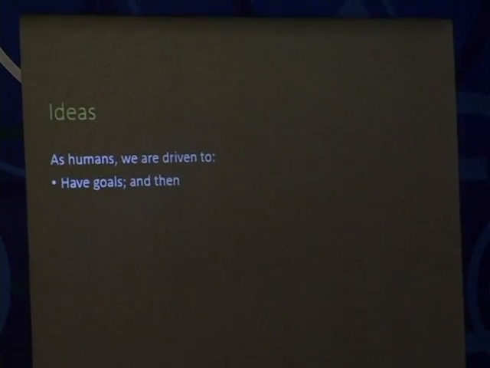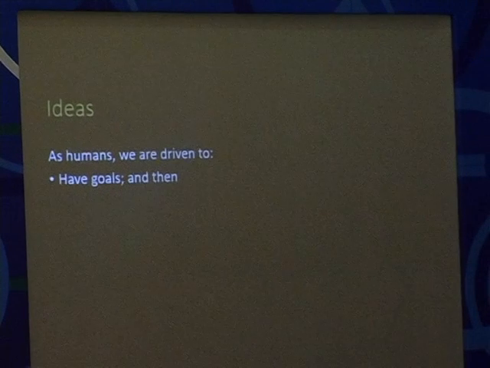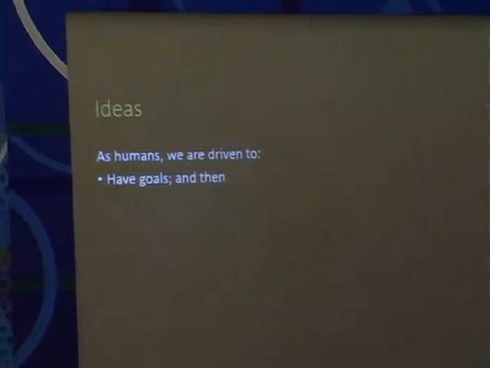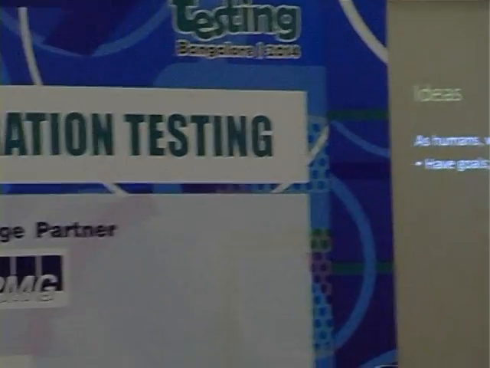So we are going to use certain ideas. As humans, we have a tendency that when a goal is given to us, we strive to go and achieve it, right? That's the way even appraisals work. We are given a goal in advance, a year ahead, and then we strive to achieve that goal. Once we achieve it, overachieve it or underachieve it, we are rewarded suitably. So we try to accomplish these goals.